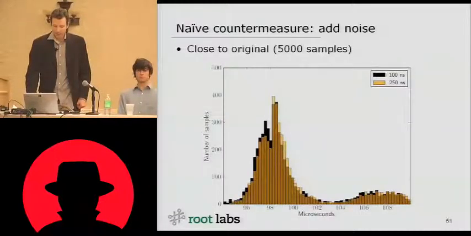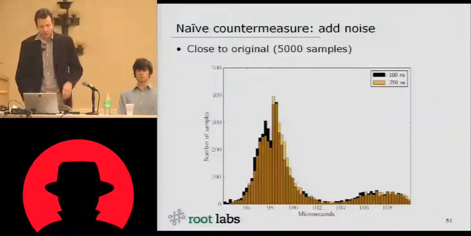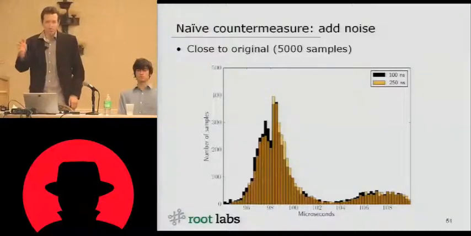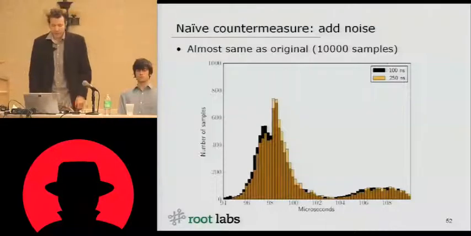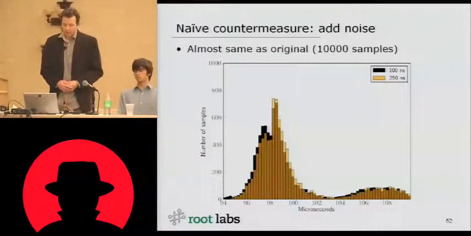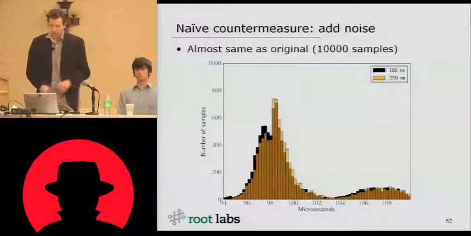And then we took 5,000 samples. Again, these still have noise added to them. But as you can see, the two peaks are starting to separate out clearly. There's kind of an outline of black on the left and an outline of yellow on the right. And then finally, with 10,000 samples, you have almost identically the original distribution. So adding noise does not do a good job of preventing timing attacks. It only requires the attacker to take a few more samples.